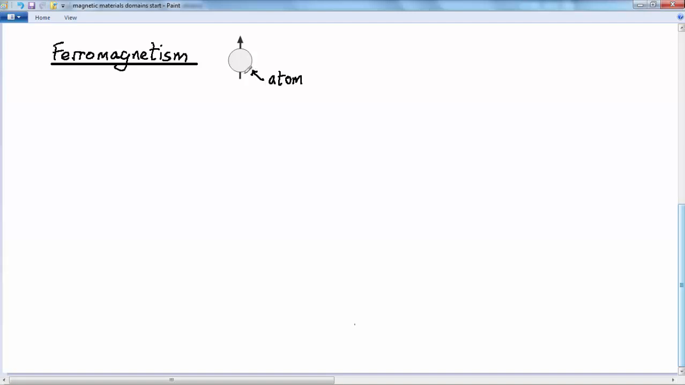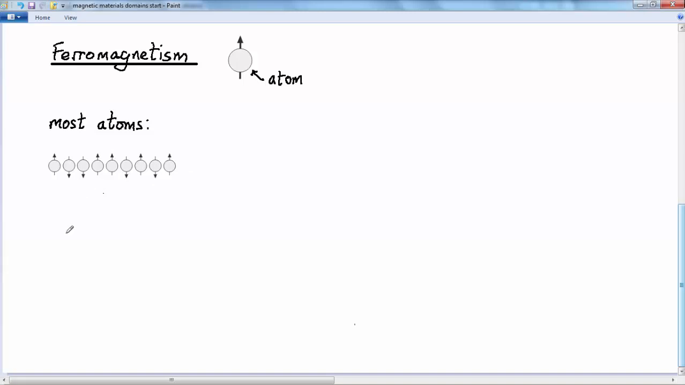Now, when most of the elements in the periodic table come together to form solids, they do so in a random way, so that all of these little magnetic moments, as they're called, the orientations of these tiny little magnets, the atoms that make up the material, they all line up in a completely random, chaotic way. So the net result is that the total magnetism of the material is 0.